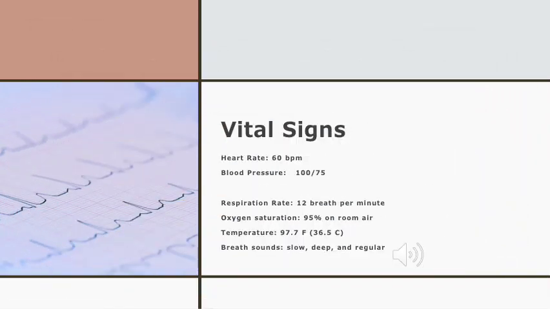Vital signs: heart rate 60, which is already closer to the regular heart rate, blood pressure 100/75, respiration rate is 12, again that's an improvement. Oxygen saturation is 95 on room air, temperature 97.7, breath sounds slow, deep and regular. Again, it looks like the patient is improving.